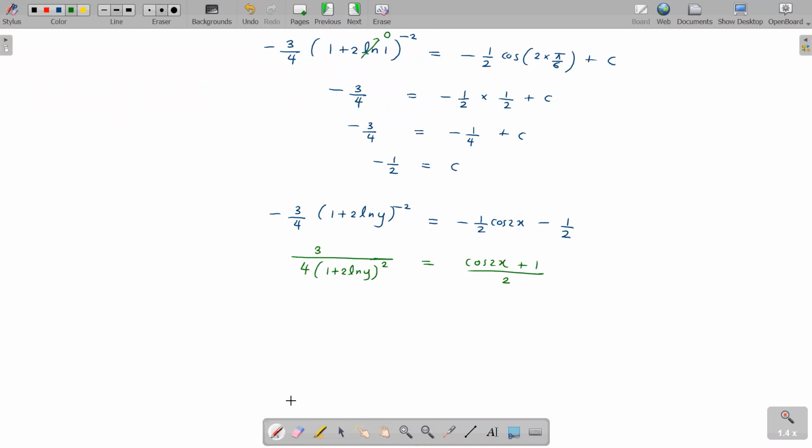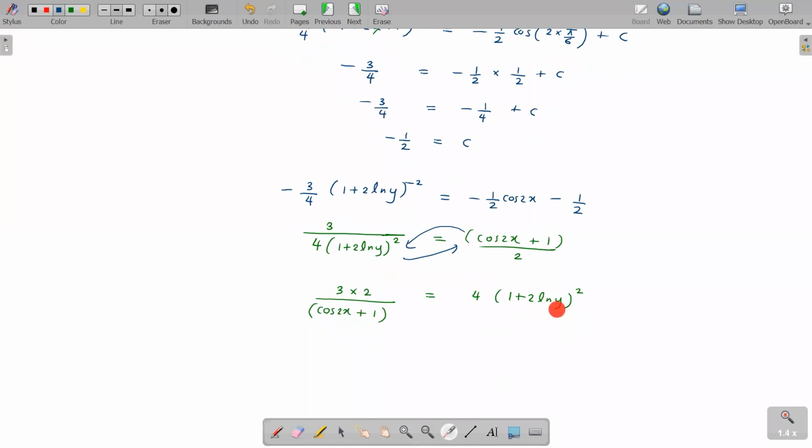Okay, then let's simplify 3 times 2. Shall I bring the cos 2x plus 1 down here? And I'll take the 4, 1 plus 2 ln y to the power 2, to the other side. Are you okay with what I did here? I took the 2 up here, and I took the 4 into 1 plus 2 ln y square to the other side. And I took this cos 2x to this side, denominator. Is that okay? Shall I bring the 4 also here?